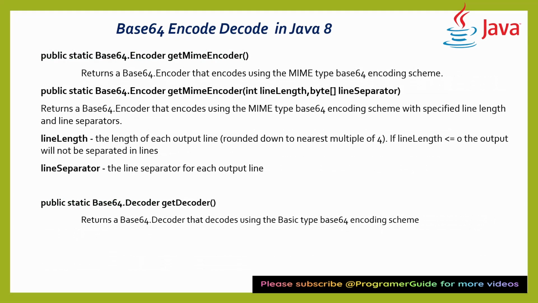It has a few methods: getMimeEncoder. Sometimes we need to give a specific length of the string and a line separator. At that time you can use getMimeEncoder with int length and byte array line separator. And the third one is getMimeDecoder. So these are the methods we are going to use for MIME encoder and decoder. Let's see the example.